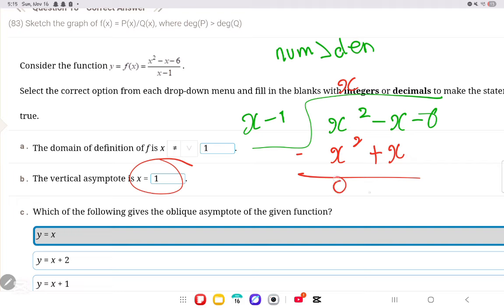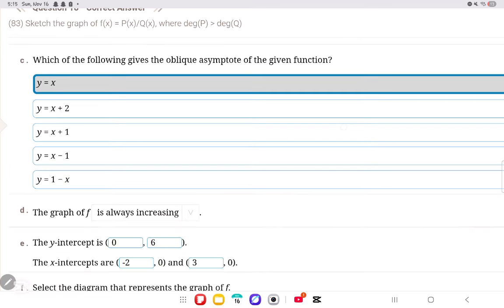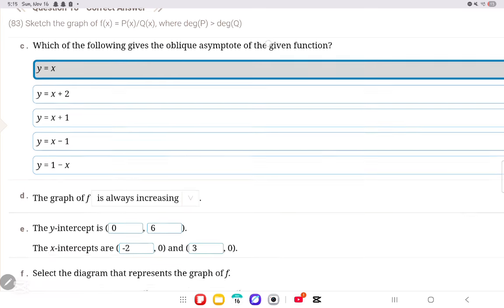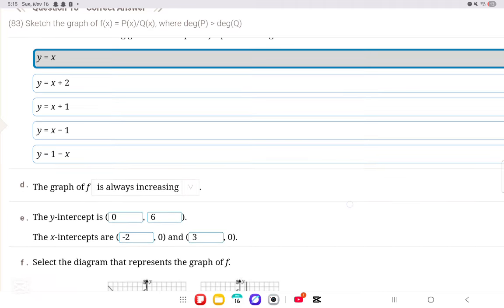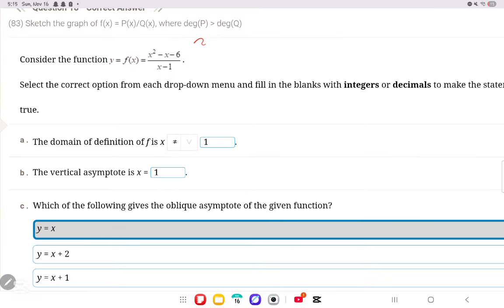0, 0, minus 6. I can't divide anymore. So my oblique asymptote is y is equal to x. Now, I need to take the first derivative because they want to know if it's always increasing. So I need to take the first derivative of what? Of this. How do I take it?